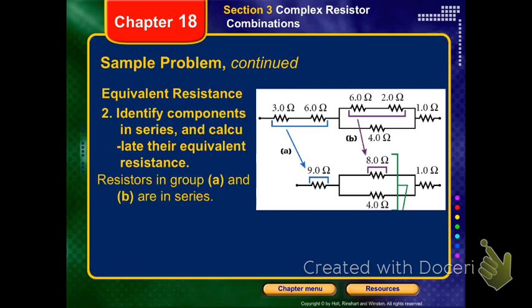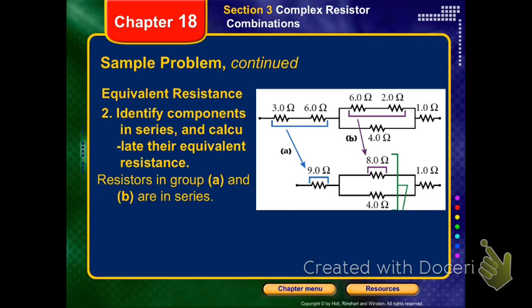So we've got our different components, and notice what they did. They combined what they're calling in part A, the 3 and the 6. How did they do that? Series or parallel? Series. In series, and that's what they've got in blue, and they added it. Could you have done that at the very end? Yes, you could have. Then they take the 6 and the 2, which are also in series, and added those to get an 8.